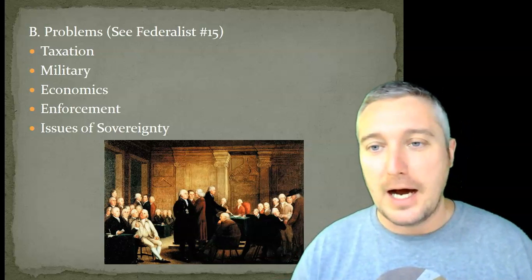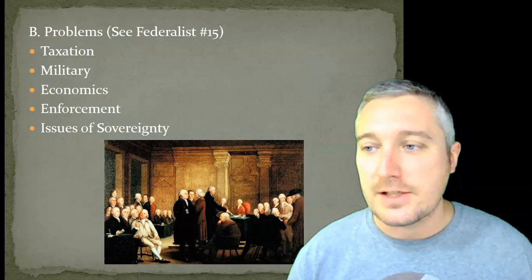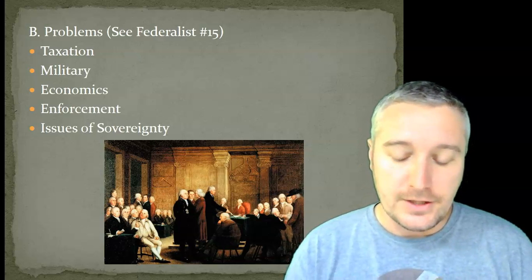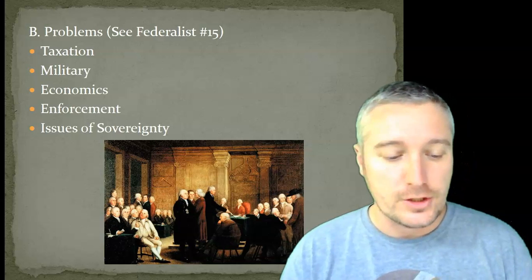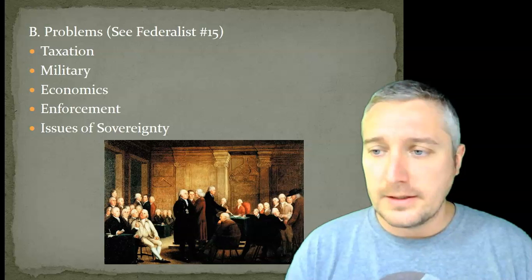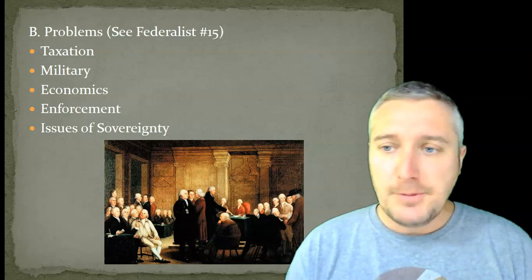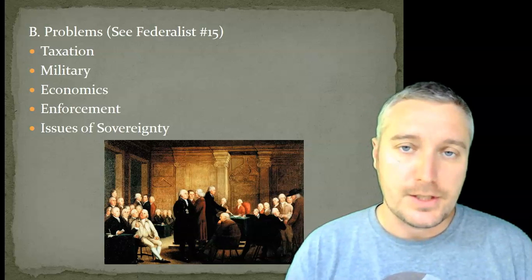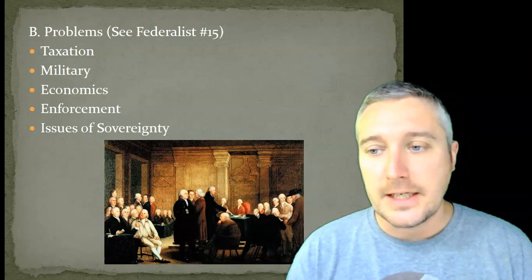All right, to the problems, and you will see these listed when you read Federalist number 15, the insufficiency of the present Confederation to preserve the Union. This really outlines all these in quite solid detail. So I'm just going to talk about some of the big topics included in Federalist number 15.